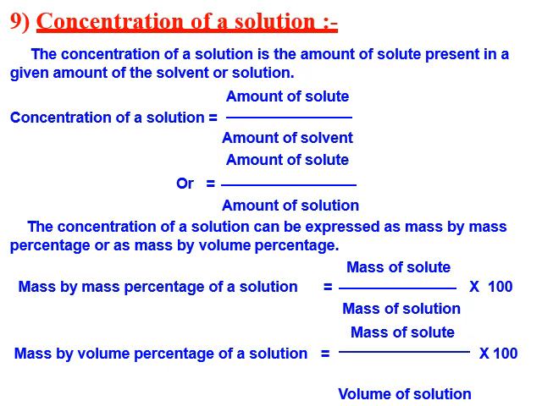The concentration of a solution can also be expressed as mass by mass percentage or mass by volume percentage. Mass by mass percentage means mass of solute divided by mass of solution, into 100. It is a percentage, that's why we have to multiply it by 100. Mass by volume percentage of a solution we can define as mass of solute divided by volume of solution, into 100.